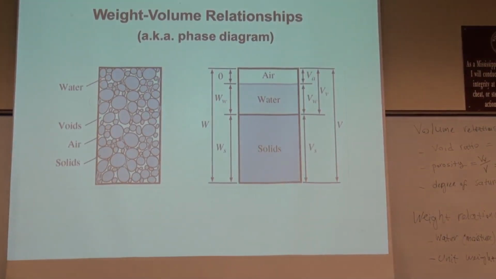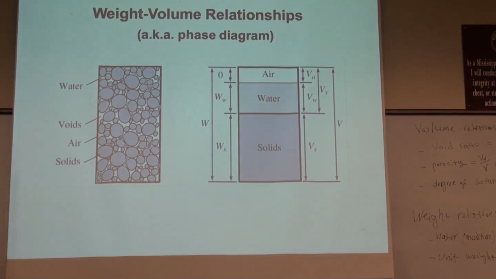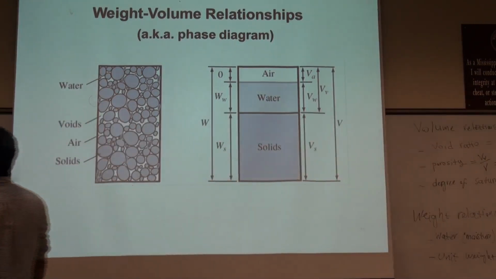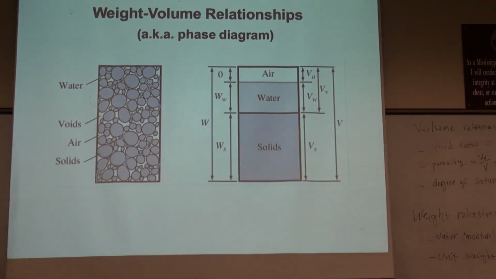Remember, the trick in those weight-volume relationships is that if you have just 3 parameters, you should be able to find anything that you want. Other than that, it's just playing with different sets of equations. You may get different sets of equations, but you have to get to the same answer.